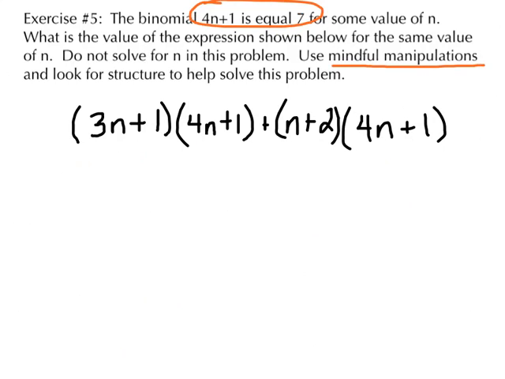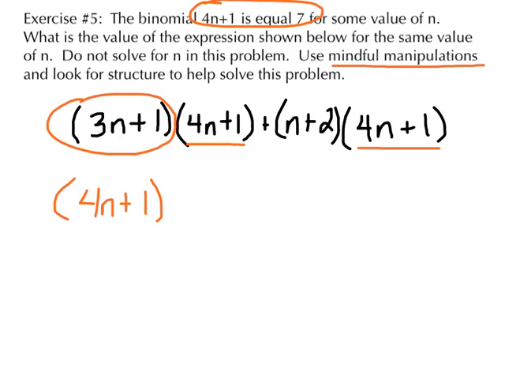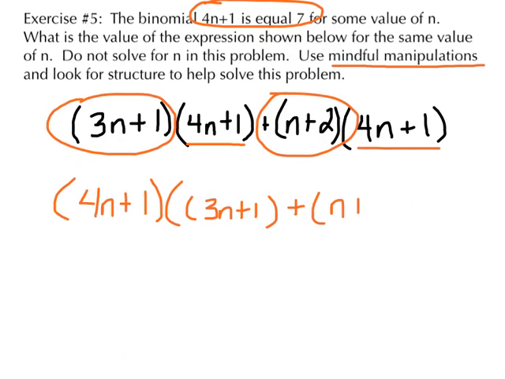So the first thing I want to notice is that I have 4n plus 1 on both sides. So I'm going to say, all right, I'm going to pull that out front. 4n plus 1, and I'm going to pull that out front. Now what do I have left over? I have 3n plus 1 and a positive n plus 2. So I'm going to have 3n plus 1. Please remember to have your plus sign in there, and n plus 2. If you're asking, Mr. Payne, where did you get that plus sign? It's right in there. Make sure that comes down.